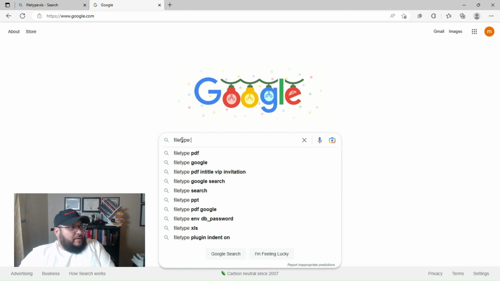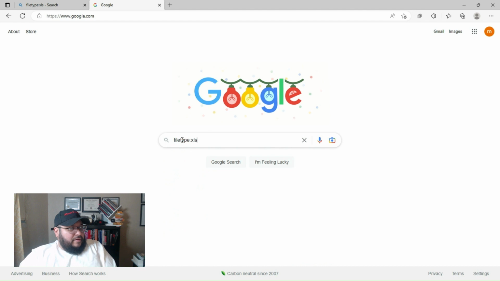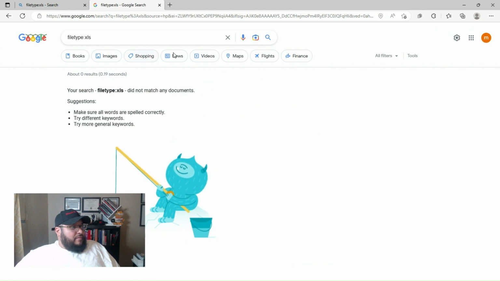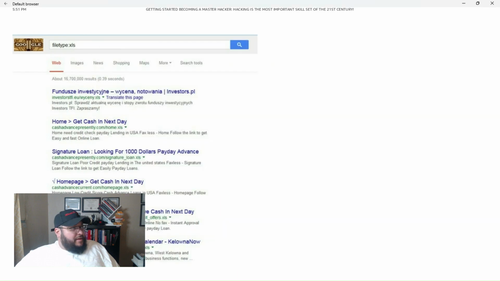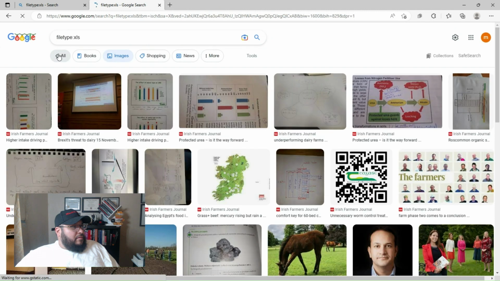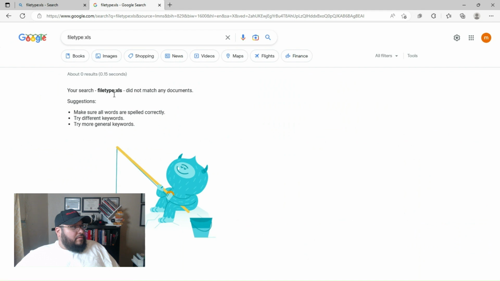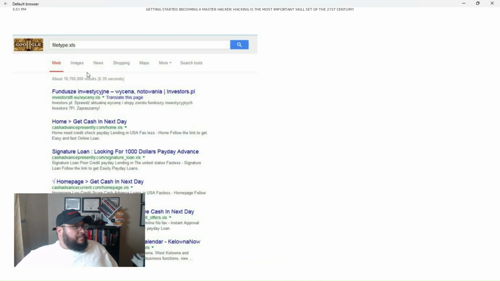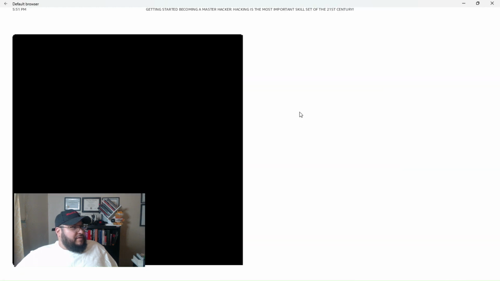I'll type XLX. Books, images. What does this say it's on? This says it's web. It's not books and images. Let's see what we're doing wrong. Let's go to the next page and see.